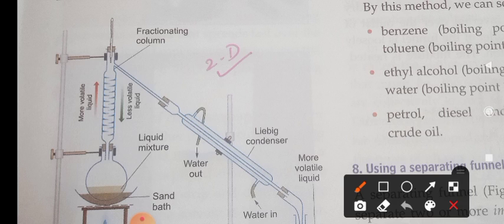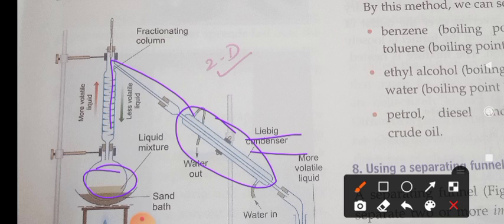The mixture will be heated here in the distillation flask. The more volatile liquid, that is the liquid which has a lower boiling point, will evaporate first. Am I right? They evaporate first and enter into the Liebig's condenser, and you know that in the Liebig's condenser it gets cooled down, and the liquid is collected in the receiver.